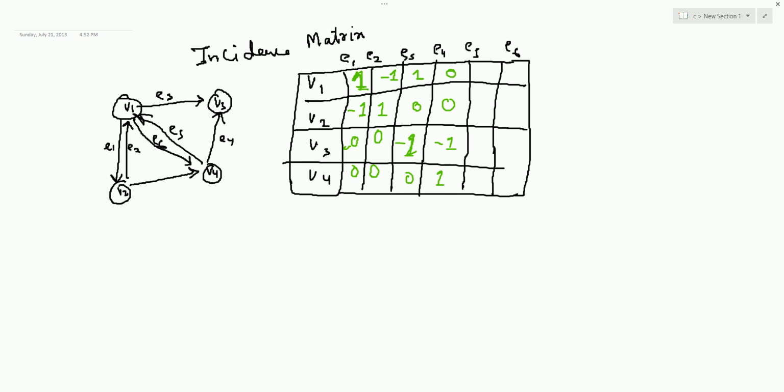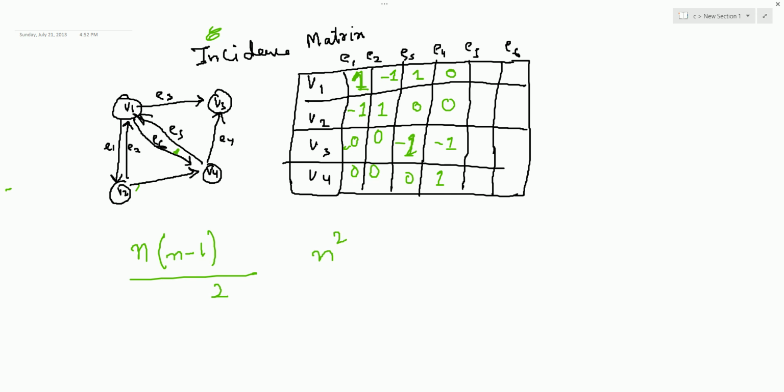So if we have n nodes in a graph, we have n into n minus 1 divided by 2 undirected edges. This much undirected edges we get. Okay, if we talk about n directed edges, and for the adjacency matrix, we got an n square matrix.